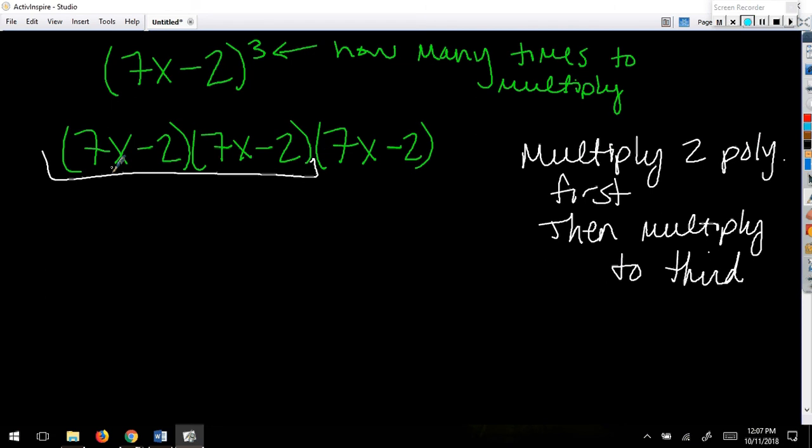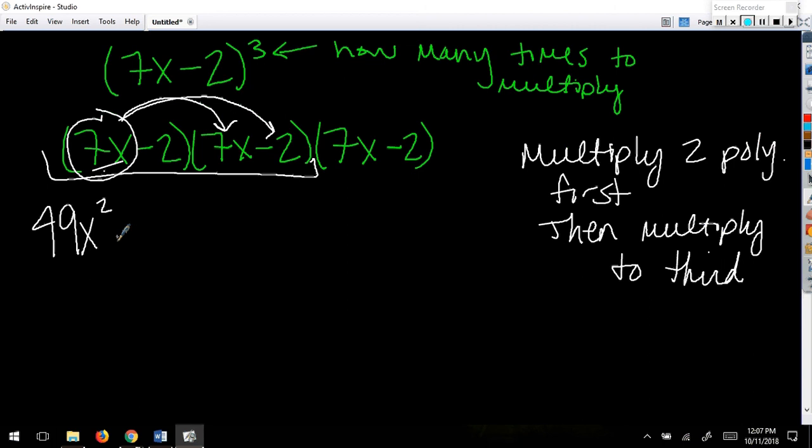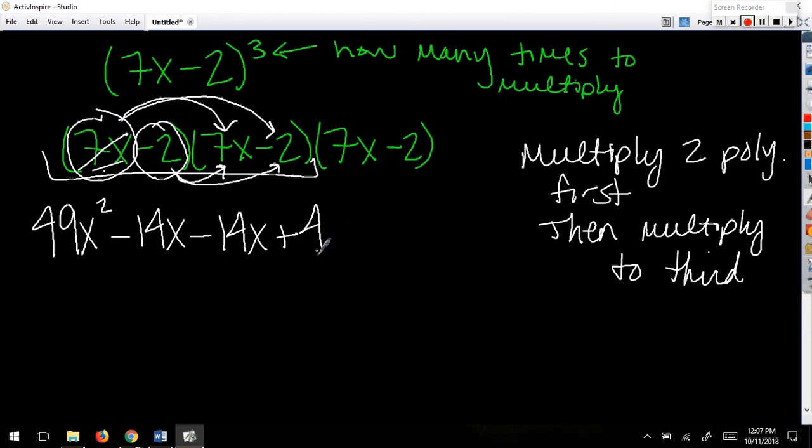I'm going to take the 7x, and I'm going to distribute. 7x times 7x would be 49x squared. 7x times negative 2 would be negative 14x. I'm done with this term. Take the negative 2 times 7x, negative 14x. Negative 2 times negative 2 is positive 4. Go ahead and combine your like terms. So I get 49x squared. Now I've got negative 14x and negative 14x, so that would be negative 28x plus 4.